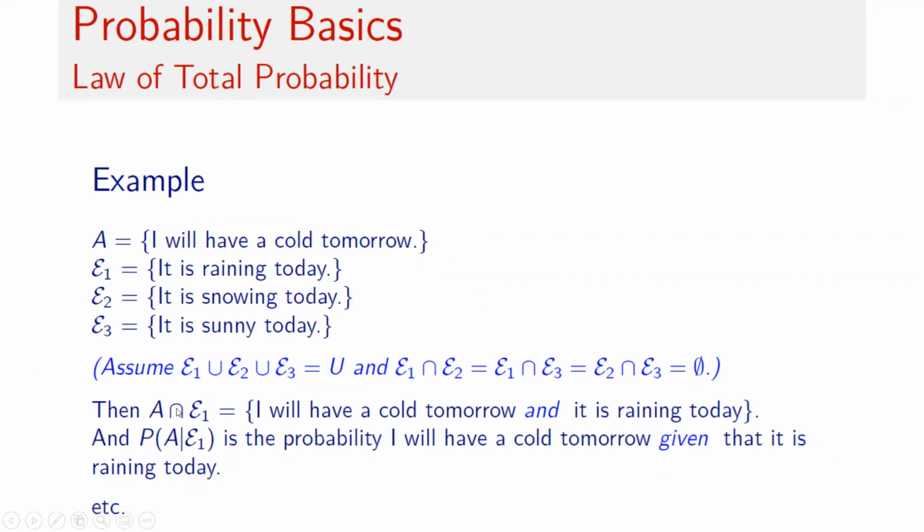So capital A intersection epsilon 1, we can say that says I will have a call tomorrow, event capital A, and it is raining today. So is the probability of having capital A, the probability of A given epsilon 1. So the probability of capital A given epsilon 1 is the probability I will have a call tomorrow given that it is raining today.